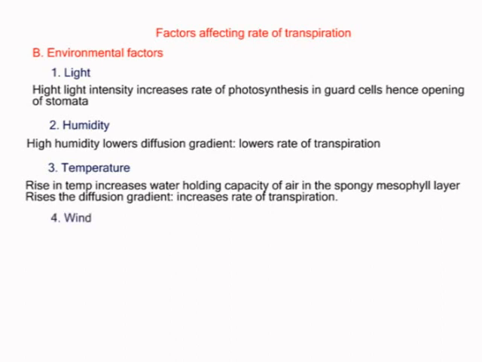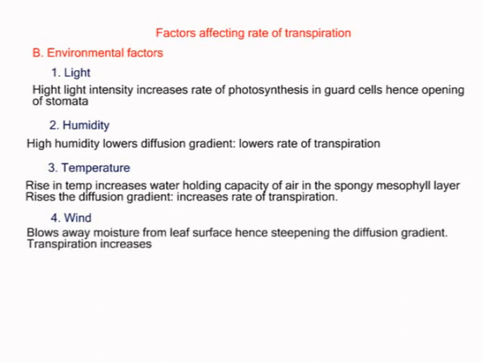Wind is another environmental factor. When wind blows over the leaf, it carries the moisture away from the leaf, and this results in a steep diffusion gradient between the intercellular spaces and the atmosphere. Transpiration rate is therefore increased in windy conditions. When the air is still, the rate of transpiration is low.